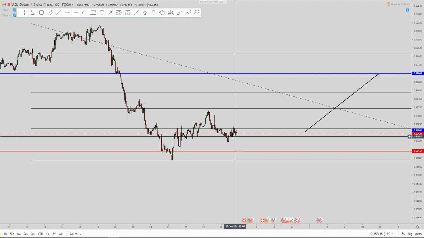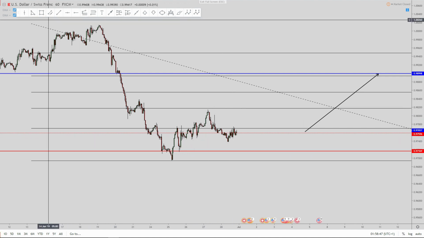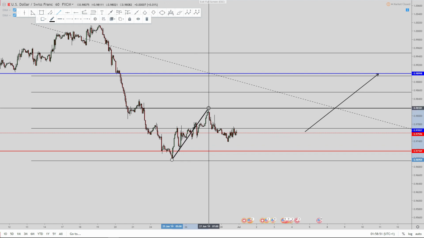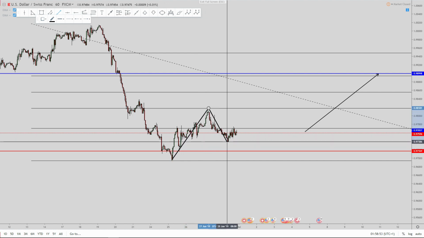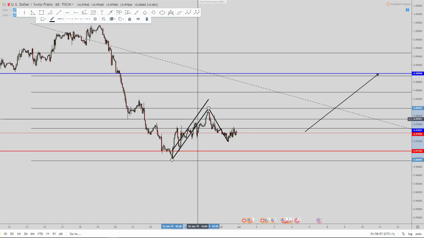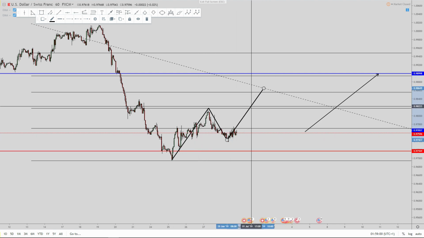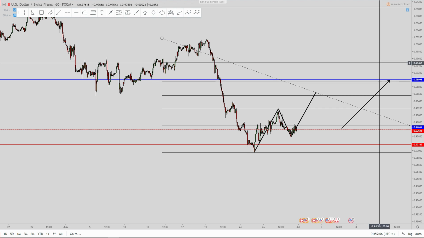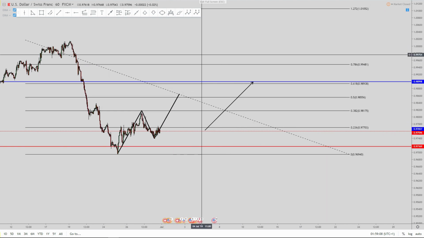I think this looks like it is potentially a bit of a complex pullback. You've got the potential here for an equal measured move. Clone that, put that up there. So that comes in just shy of, just around the 50%.